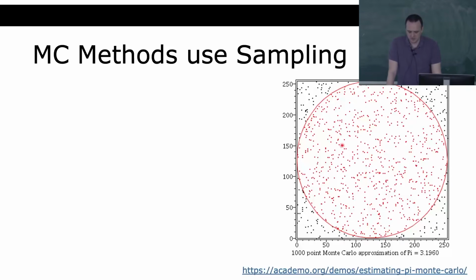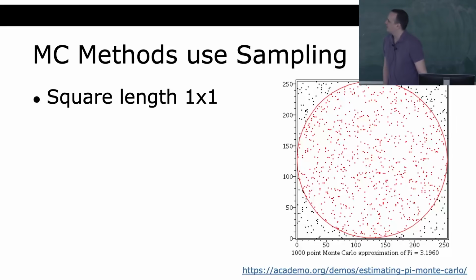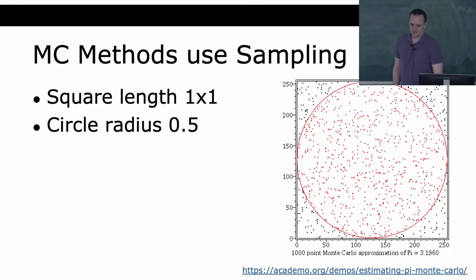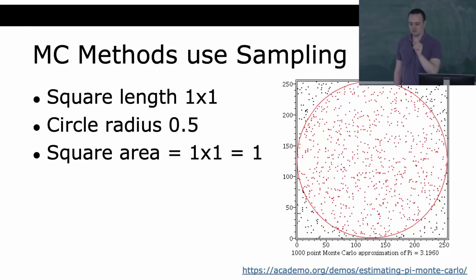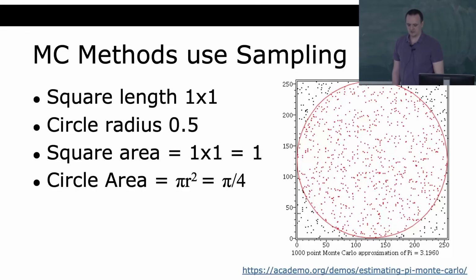Who has seen this example before where we use Monte Carlo methods to estimate the value of pi? This is a very famous example for Monte Carlo sampling. If you haven't, it's fine. What you have here is a square, and let's say it has side length 1, so this is a unit square. Inside that square, you have an inscribed circle, meaning it touches all the sides. If the side length is 1, the radius is half of that, 0.5. So the square's area is 1, and the circle's area, which is pi r squared, is just pi over 4.